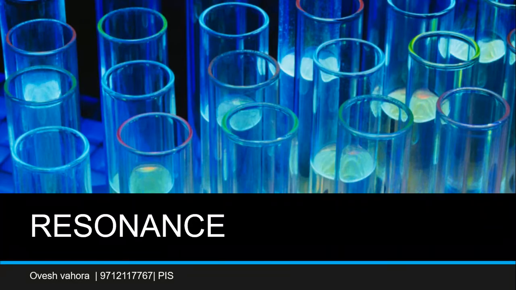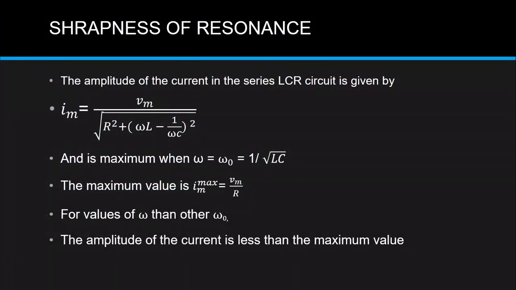But in the LCR circuit, which we discussed in the previous lecture, today we are discussing the amplitude of the current in the series LCR circuit. We have shown already that the amplitude of the current in the series LCR circuit is given by Im equals Vm upon under root R square plus (omega L minus 1 upon omega C) square.